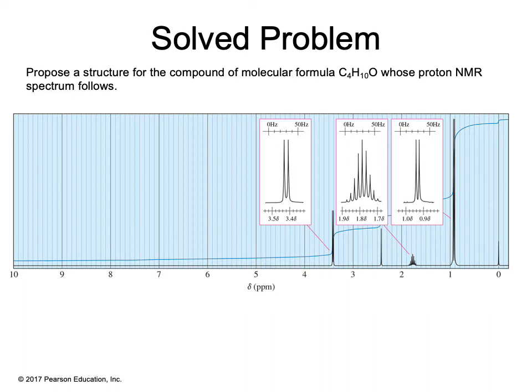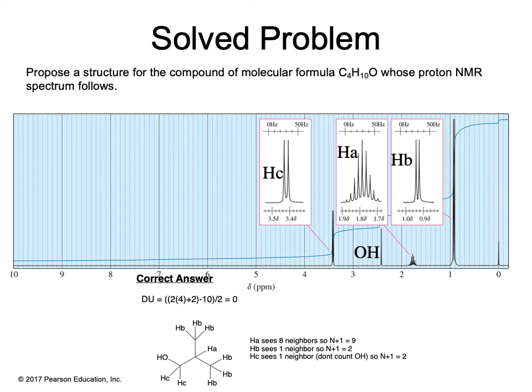So, for example, we look at this first one. It says propose a structure for the compound of the molecular formula C4H10, whose proton NMR spectrum is as follows. So there's a way to approach this. If you're only given NMR and the molecular formula, the first thing to do is calculate the DU, what we did in the very beginning of the semester to calculate the degree of unsaturation, because that will tell you if you have any double bonds or anything like that, and it gives you a starting point for drawing this structure.